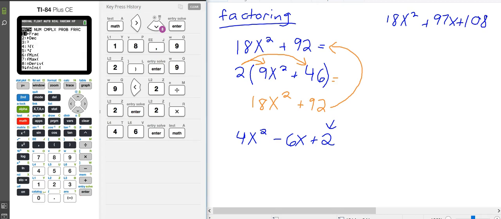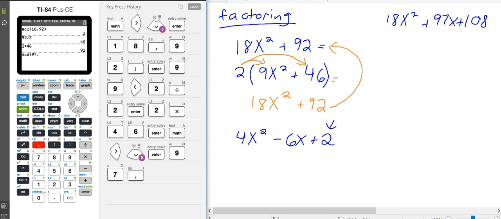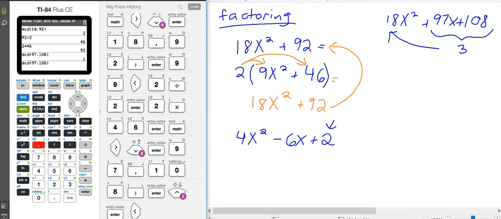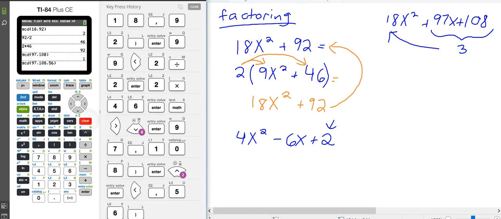You could do, say, math, num, scroll down to GCD. You would have to do, let's say, 97, 108 and press enter and see what you got. And then you would have to see if whatever you get is also divisible by 18. So it's only one, so this wouldn't be factorable. But you would have to see, let's say you got something for these two, a number that's, let's say, 3. You would have to see, is this one also divisible by 3? Because with GCD, you can't have a number, comma, a number, comma, another number. That's not going to work.